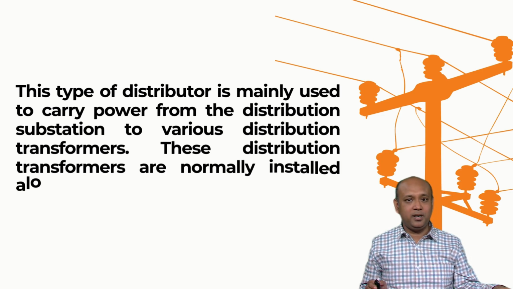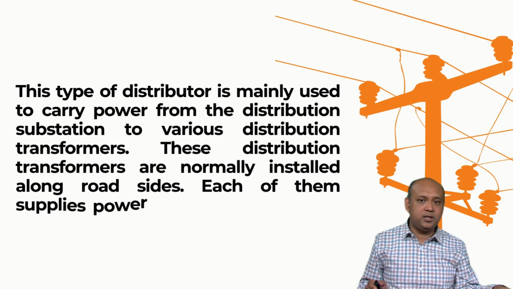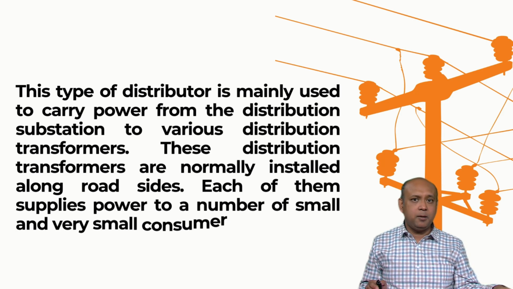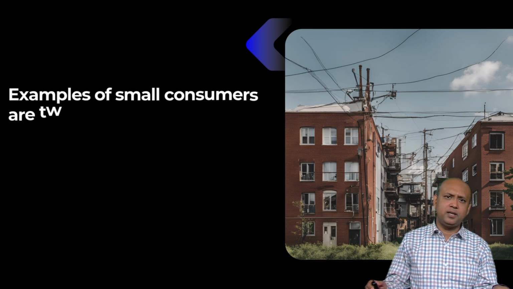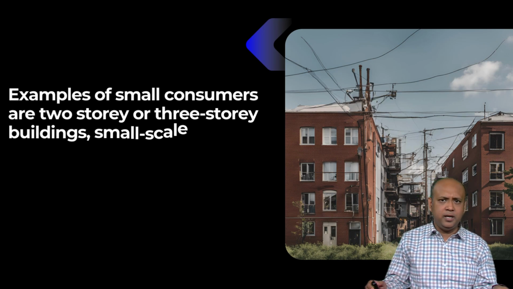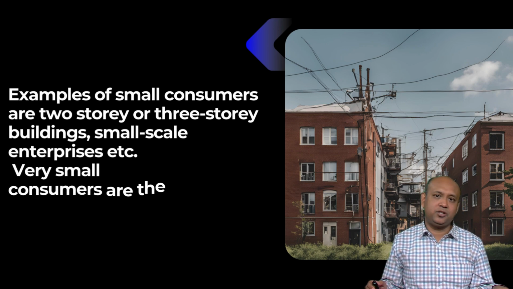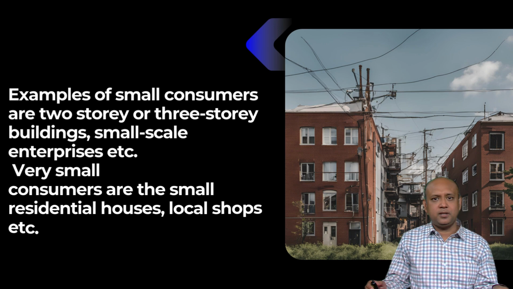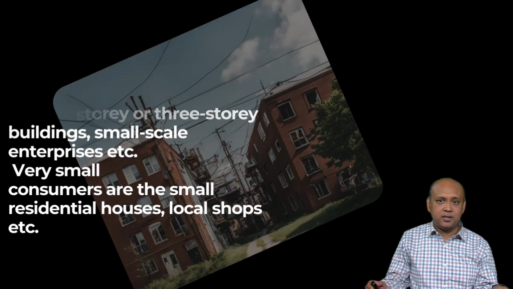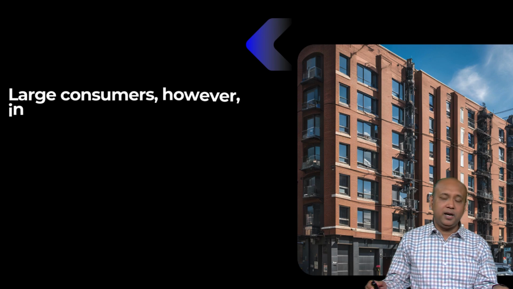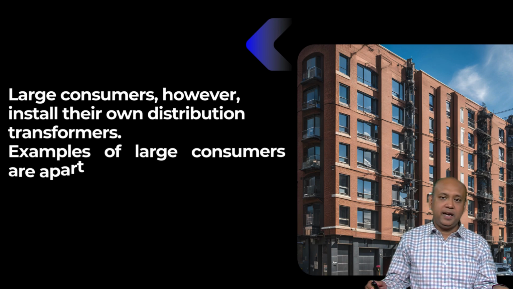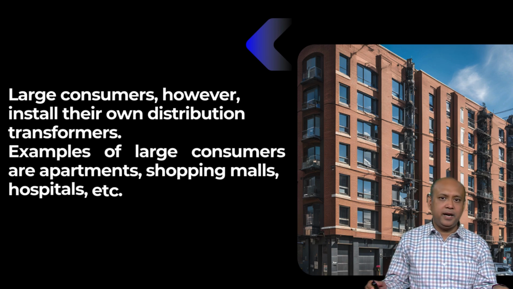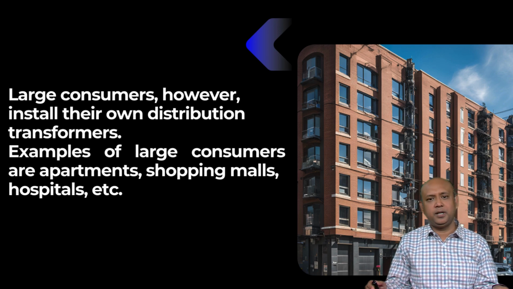These distribution transformers are normally installed along roadsides. Each of them supplies power to a number of small and very small consumers. Examples of small consumers are two-story or three-story buildings, small-scale enterprises, etc. Very small consumers are the small residential houses, local shops, etc. Large consumers, however, install their own distribution transformers. Examples of large consumers are apartments, shopping malls, hospitals, etc.